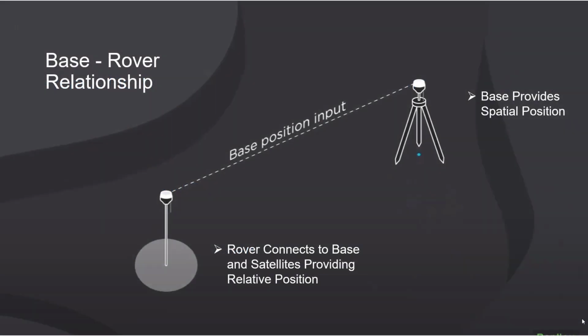To expand a little further and give you a visual input, the base provides spatial position and the rover connects to the base and satellites providing relative position. The rover in this case is an instrument on the ground. In our case, with our UAVs, the rover will actually be the drone itself.